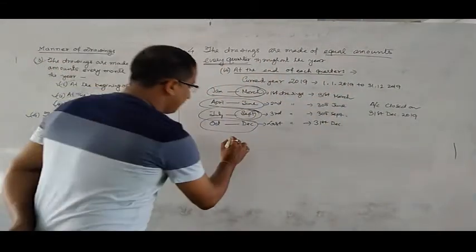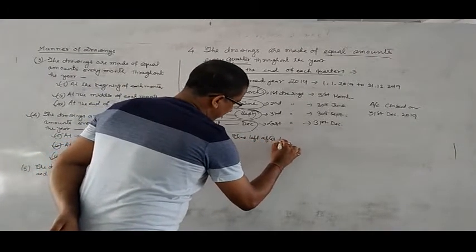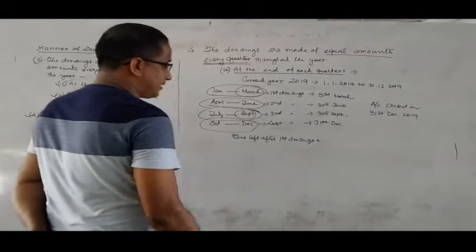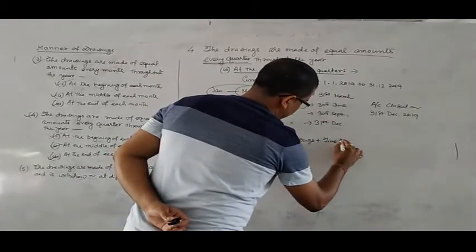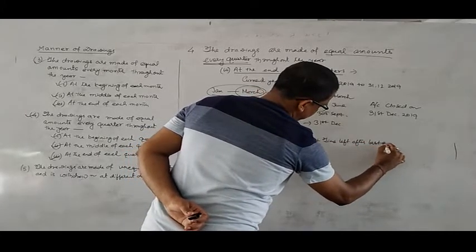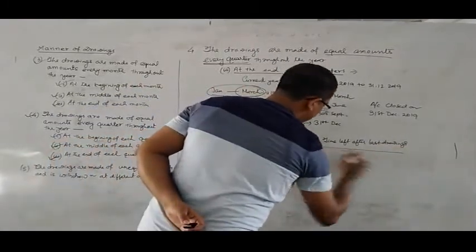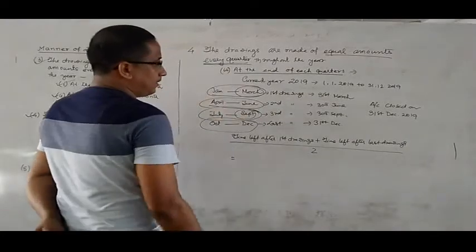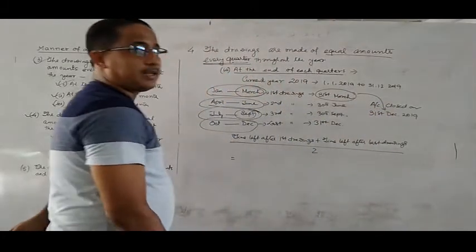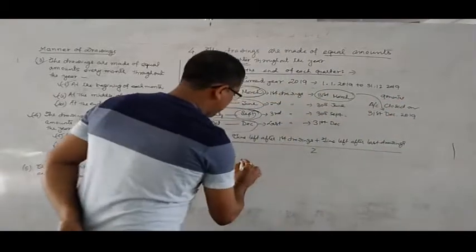With the formula: time left after first drawings plus time left after last drawings, divided by 2. Time left after first drawings means 31st March to 31st December. How many months are there? There are 9 months.